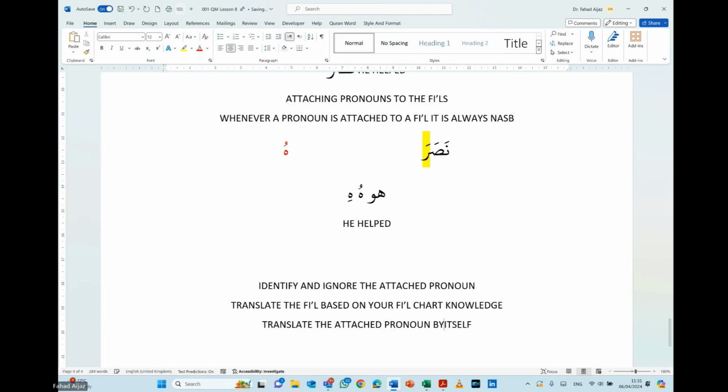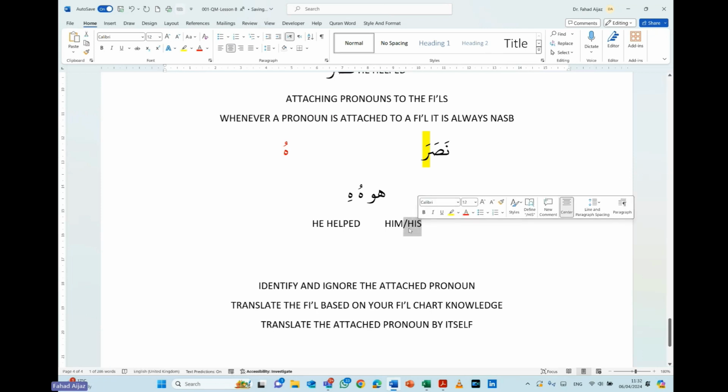By itself. So the attached pronoun, if this is the attached form of huwa, which means he, this pronoun could potentially be him or his. And his would be used when you are showing some sort of possession, and possession is shown when the pronoun is in jar, in the idafa construct. His house, his help, his book. So his is a jar form of this pronoun, so I'm going to stick to him.